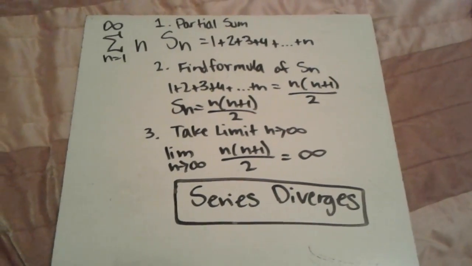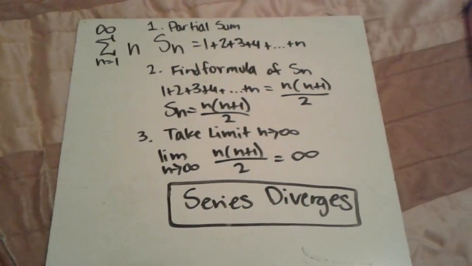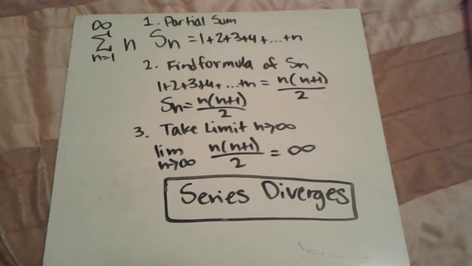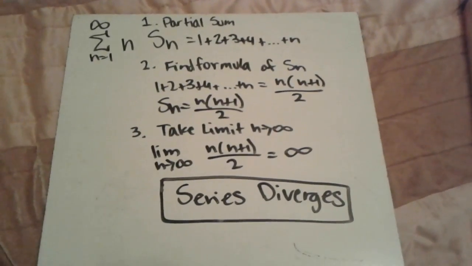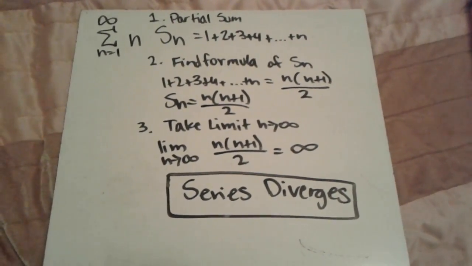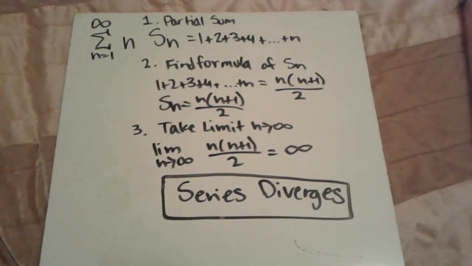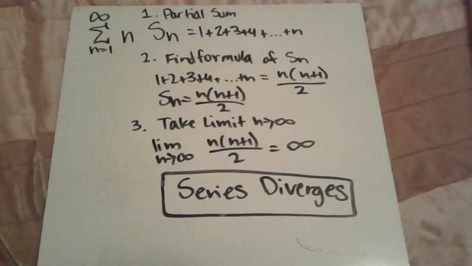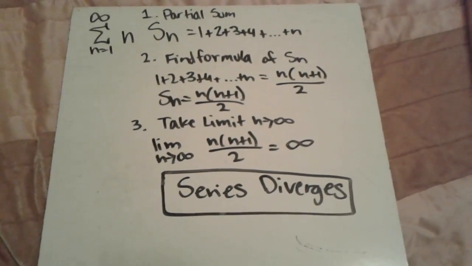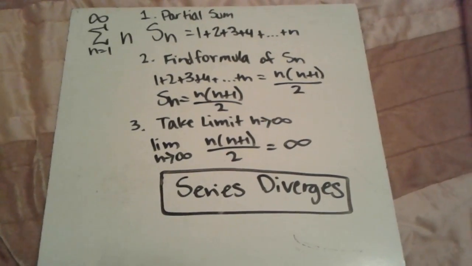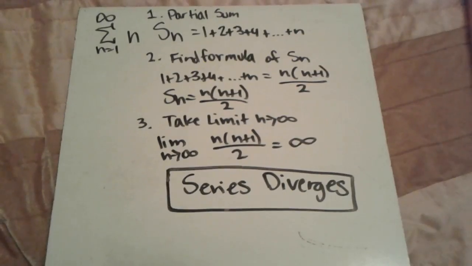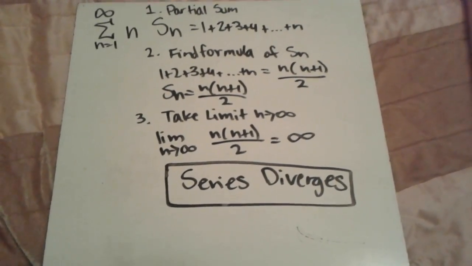For the second step, you would find the formula of S of n. So when you figure this out, you would use the S of n terms that you found in the first step of partial sums. And then you could see that this would be n times n plus 1 all over 2. For example, when you plug in 1 into it, it'd be 1 times 1 plus 1, which would be 2 over 2, which would all equal 1 in the end, giving you your first term.